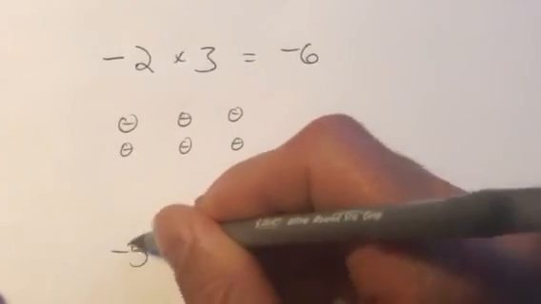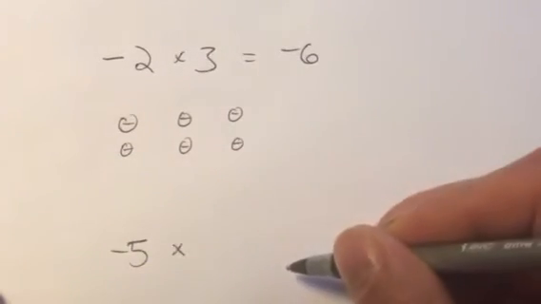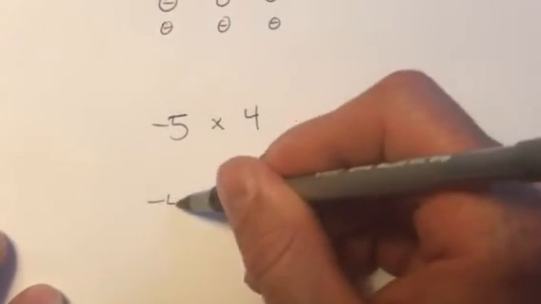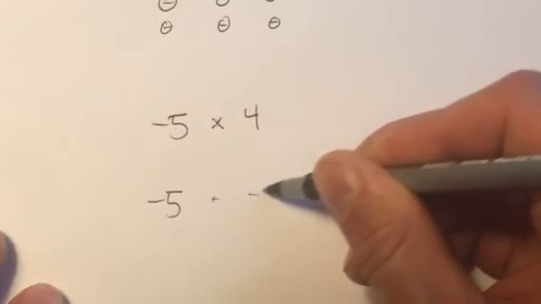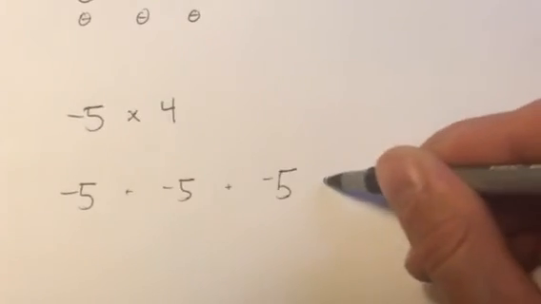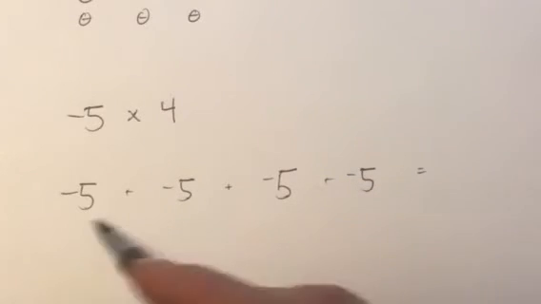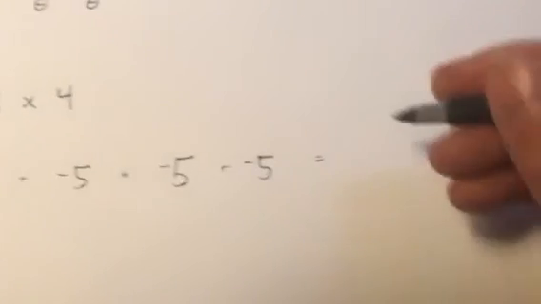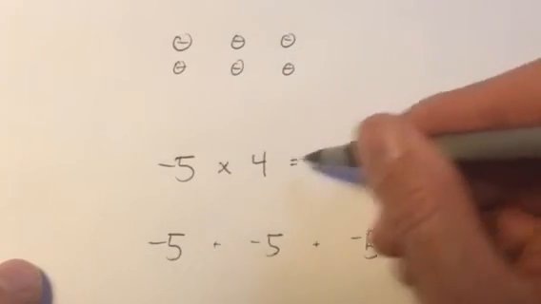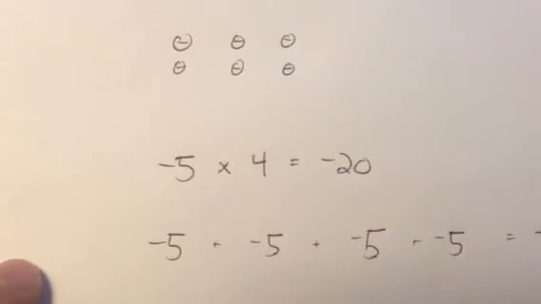You could say -5 times 4, and I'm not going to draw out all the negatives, but you could say -5 once, -5 twice, -5 3 times, -5 4 times. 5, 10, 15, 20 is -20. So -5 times 4 is -20.